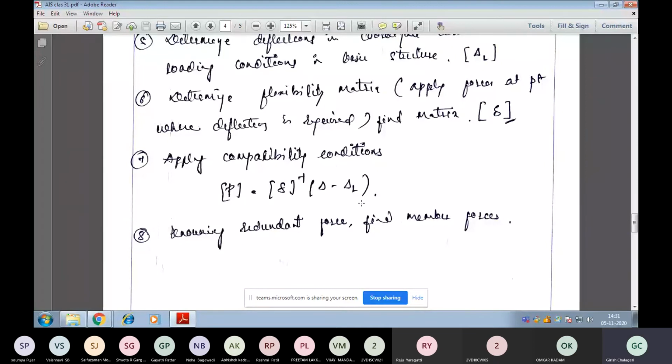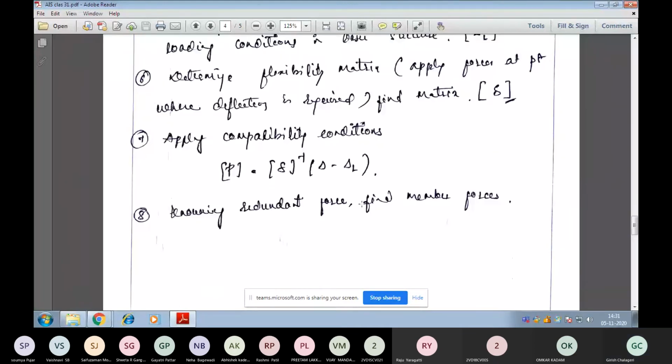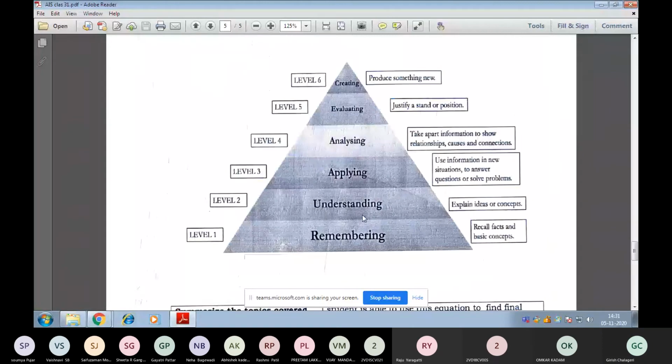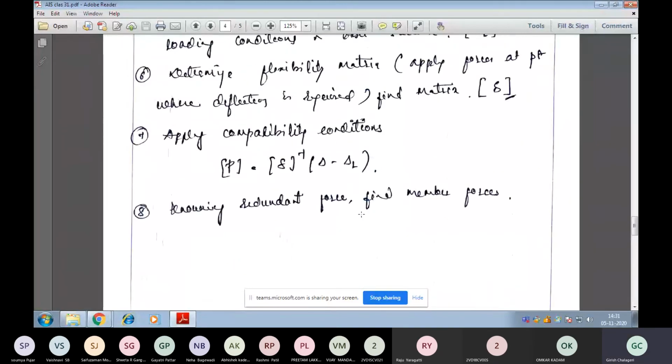Find the forces in all the members. Then draw the BMD. This is regarding the area to be covered in yesterday's class, that is flexibility, so that today I can start with a problem here.